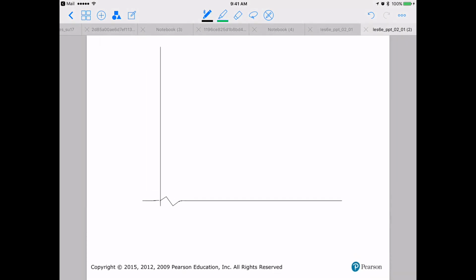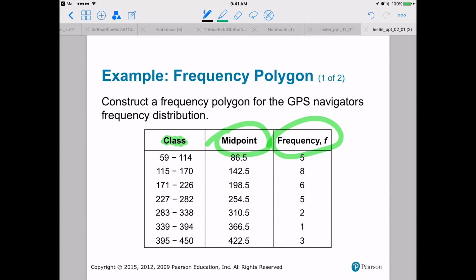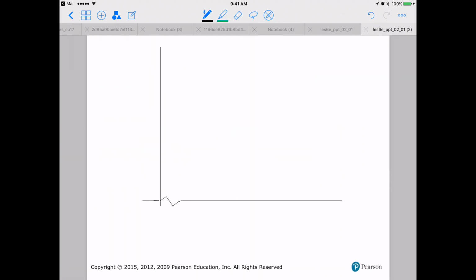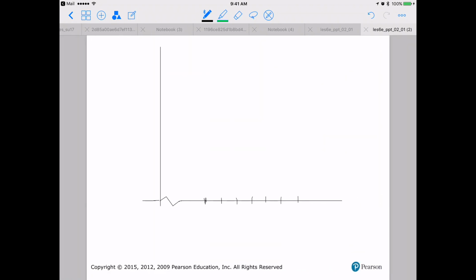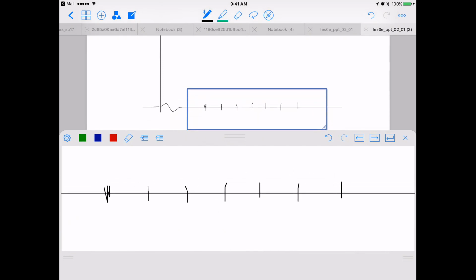All right. So I start off by plotting my midpoints. So how many midpoints am I going to have? 1, 2, 3, 4, 5, 6, 7. Because again, we have 7 classes. Okay, so I've got 7 midpoints. So let's go ahead and put those in. So this is going to be 86.5, 142.5, 198.5, 254.5, 310.5, 366.5, 422.5.